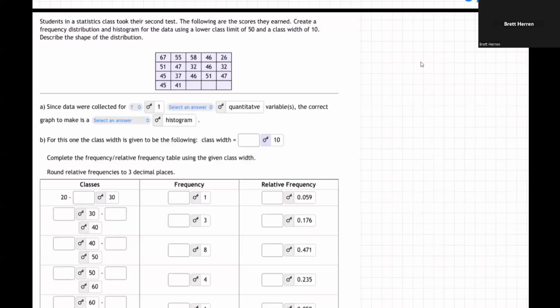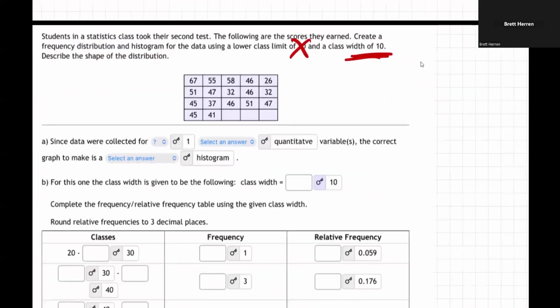Okay, so on this question, it says students in a stats class took their second test. Following the scores they earned, create a frequency histogram. Ignore this part. Class width is 10. Basically, here are some scores from some students in a stats class, their second test.